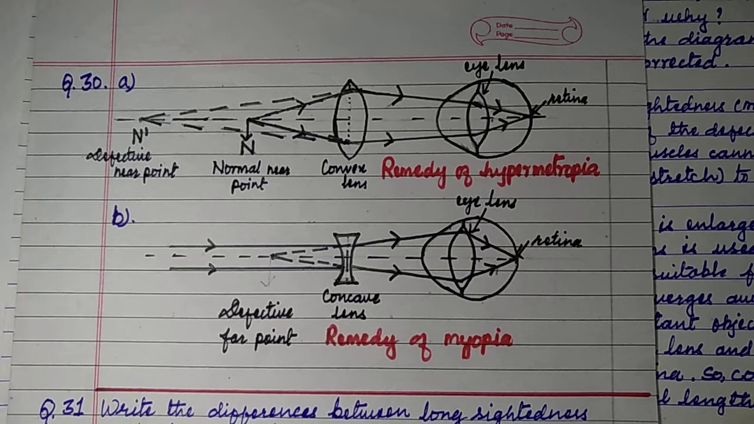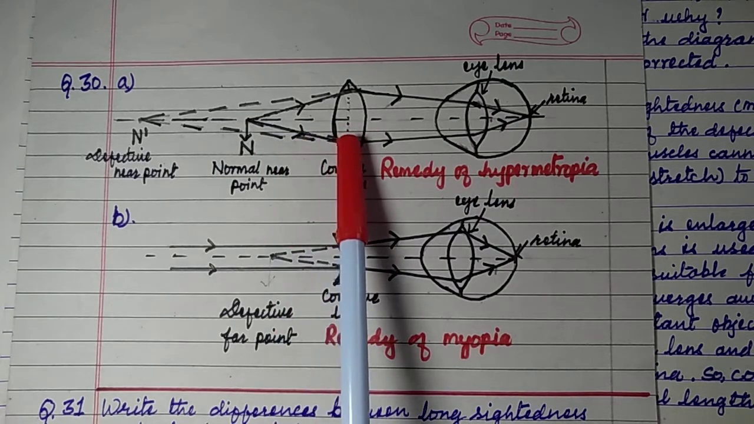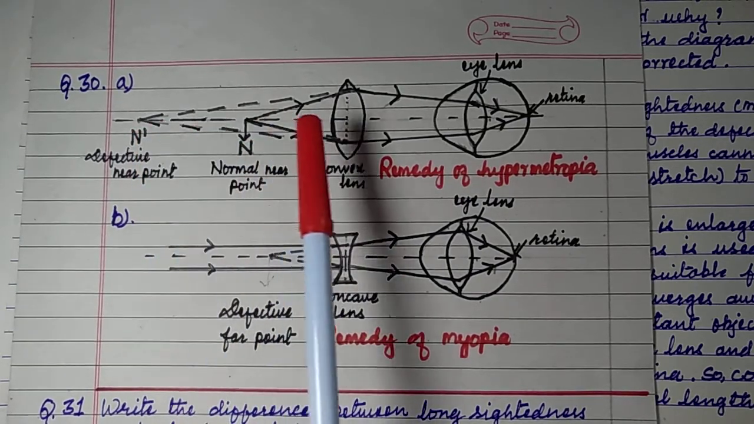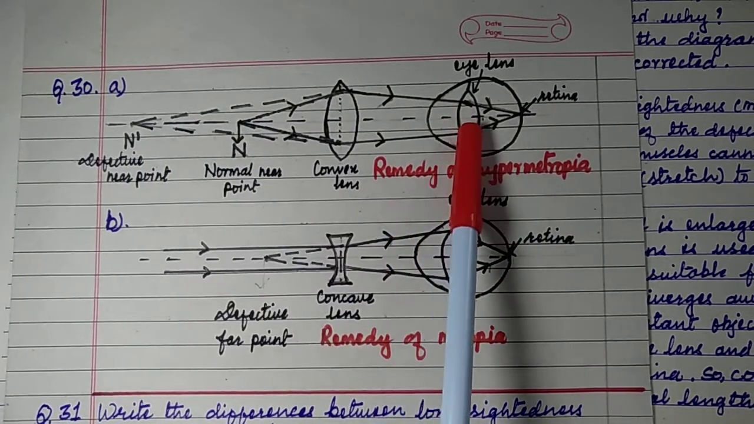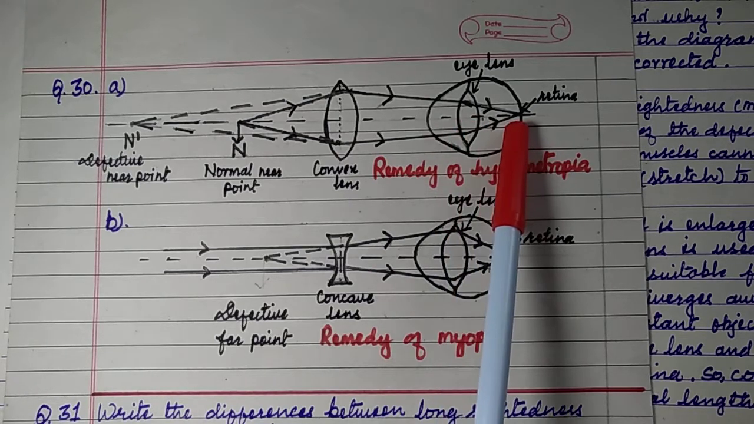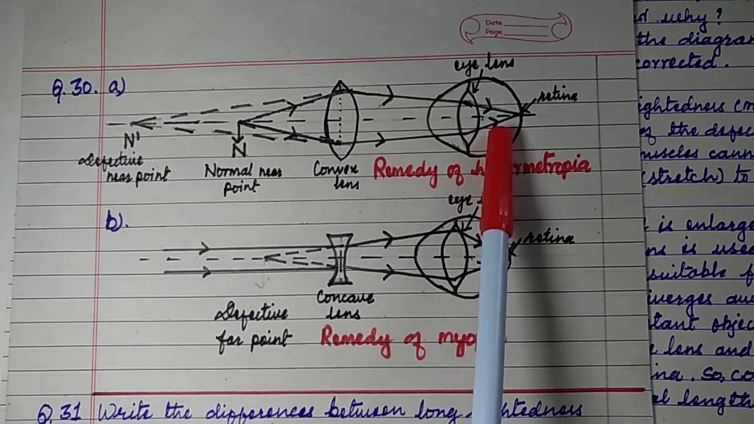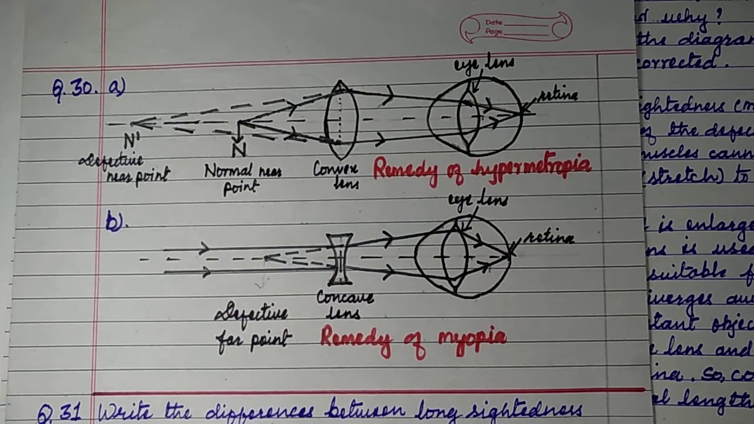For long-sightedness, this is the diagram, remedy of hypermetropia. Convex lens is used, and this convex lens is converging light rays coming from the object, which is kept at this point. These light rays are again converged by eye lens so that image is formed on the retina. So this convex lens is converging light rays so that image will be formed on the retina. Convex lens is helping to decrease the focal length and the image is formed on the retina.